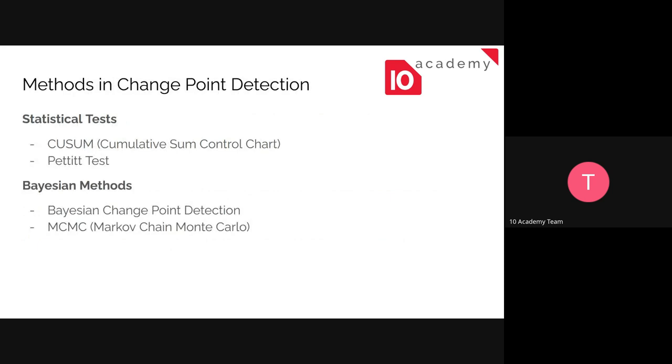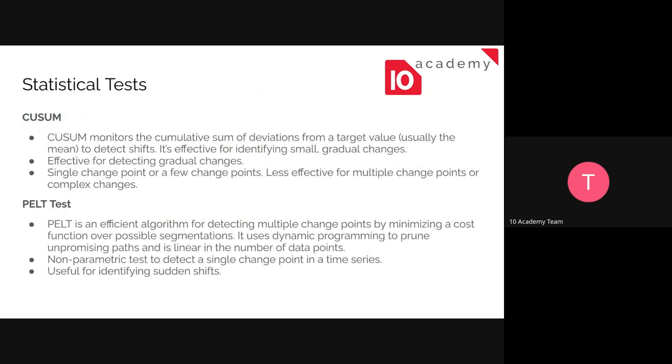So we're going to be looking at actually three methods, but here we have four, and I actually forgot to put in the one here. But we can broadly classify them into statistical tests and the Bayesian method. The Bayesian one you're going to be looking at in tomorrow's session, but for now we're going to be looking at the cumulative sum control chart and the Pettitt test. So let's start with the statistical test.